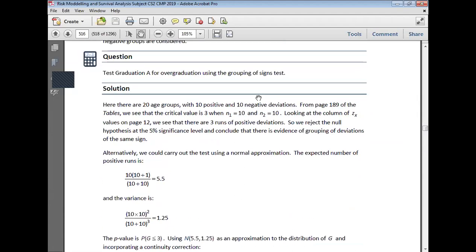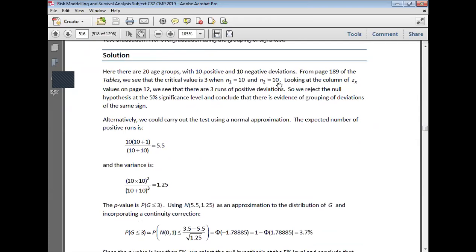So I think they have used the graduation A. So we know N1 is 10, N2 is 10, and the critical value. So again, I think you all can have a look at your tables and you will see the critical values. So for 5% level, I think it's 3.